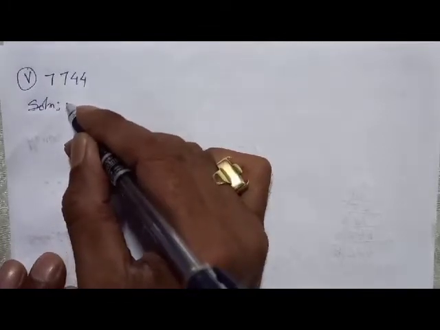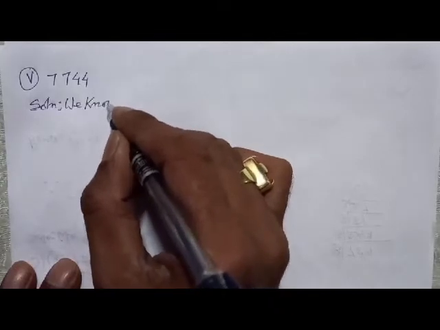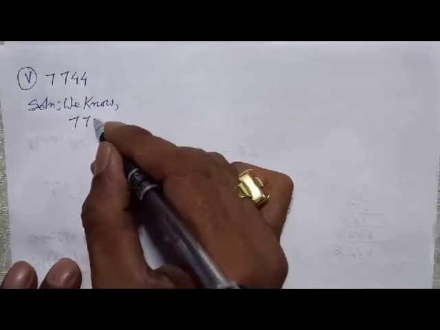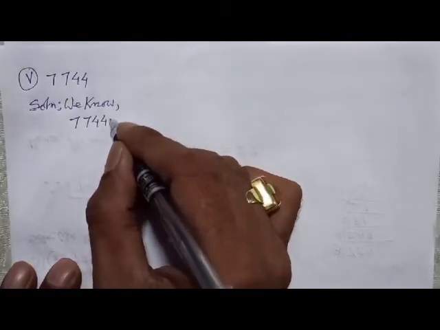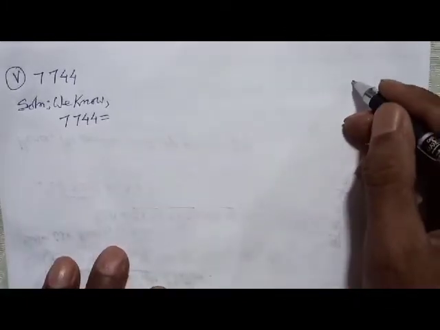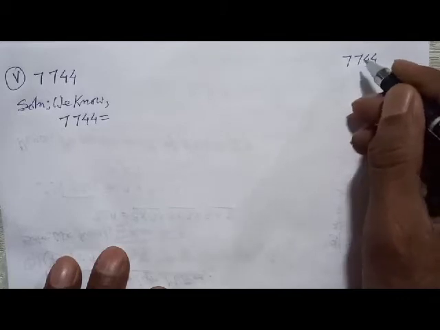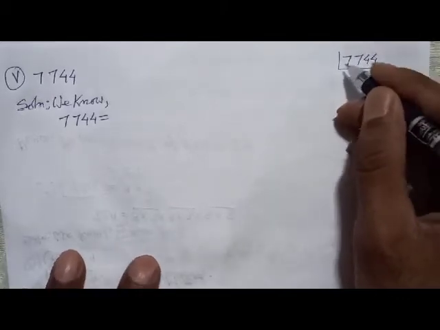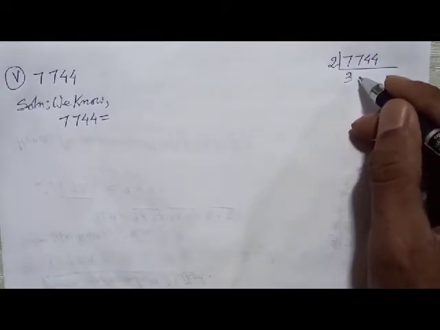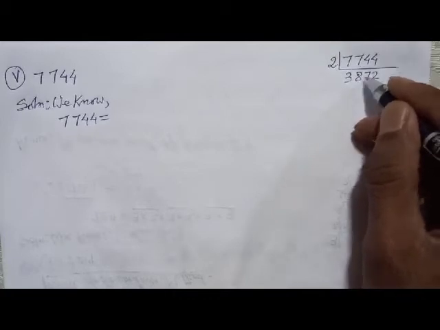This question is also the same as number 1. We know, write the given number 7,744. First, let's find the prime factors of 7,744. Here the last digit is 4, so we can divide by 2. So let us divide by 2. 2 3s are 6. 7 2s are 14, 8 twos are 16. 2 7s are 14. 2 2s are 4. We are getting this.